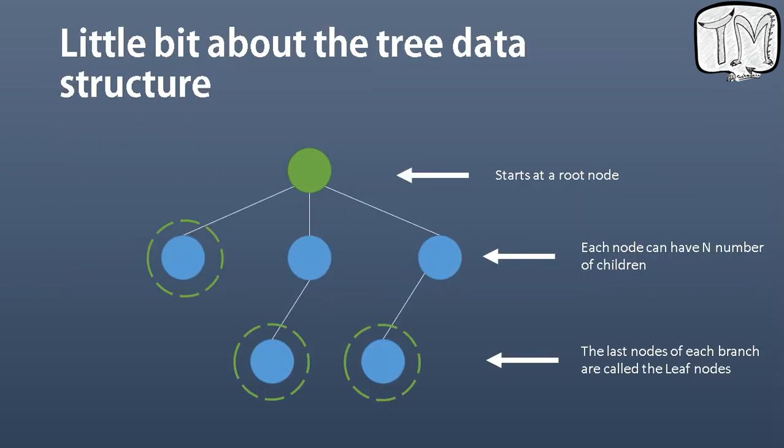Before moving on to how to create frequent item sets, let's look at what I mean by a tree data structure. A tree data structure always starts with a root, a single node at the top. Then there are multiple branches or nodes coming down from there. In our case, the green node is the root node, and from there we have three sub nodes, or children. There could be any number of children a root node can have.